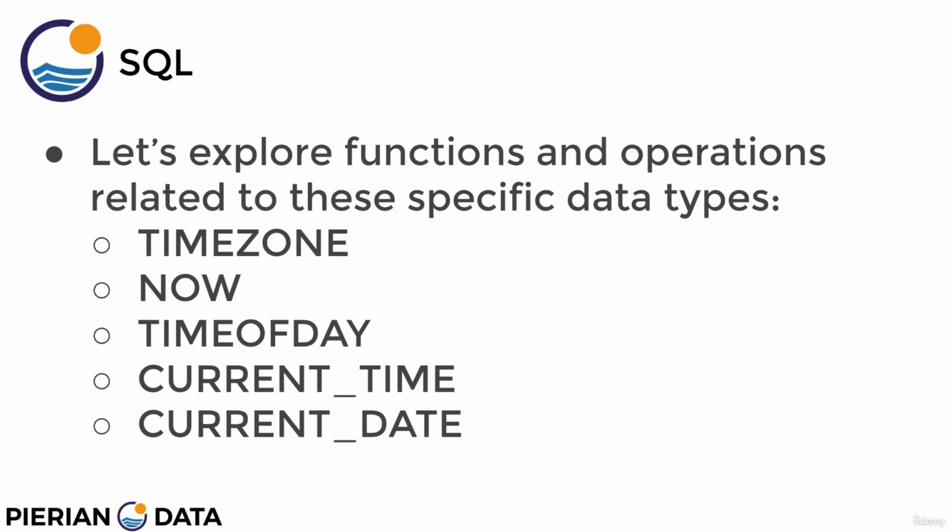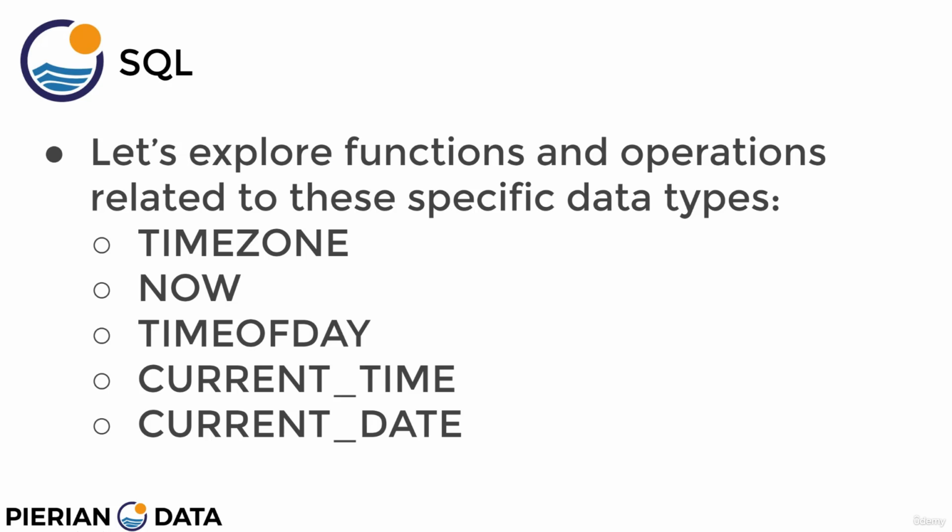Now, with that being said, I want to just quickly explore a couple of functions and operations related to these specific data types, and those are time zone, now, time of day, current time, and current date. And as I mentioned, these are more useful when we're creating tables or having a table automatically populate entries based off when something is actually created, like what time is this row actually being created. So we're going to quickly go over these, and don't expect them to be super useful for queries, but later on we'll encounter some of these functions.